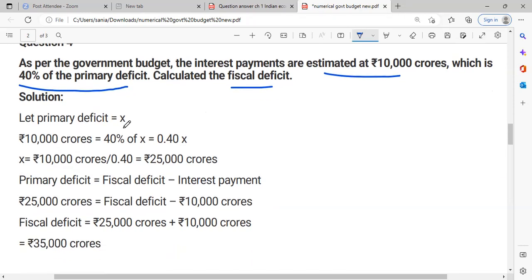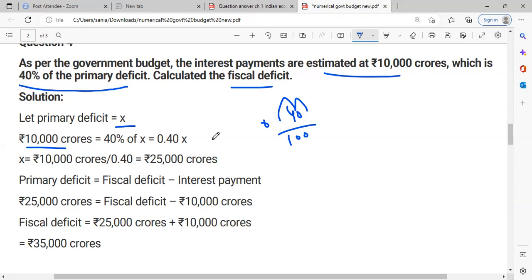So let the primary deficit be X. Which is 10,000 equals 40% of X, which is 0.40. 40 upon 100 will be 0.40. Wait, ma'am. Wait.